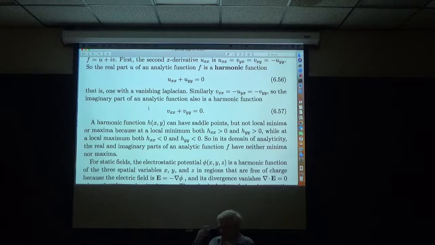And because they're harmonic, the real part of an analytic function cannot have a minimum or a maximum, because when you're at a minimum, uxx and uyy are both positive, so this sum would be positive, not 0. At a minimum, uxx has to be positive, and uyy has to be positive, so this would be positive. At a maximum, uxx is negative, uyy is negative, so the sum would be negative. And the fact that the real part is harmonic means the real part of an analytic function cannot have a minimum or a maximum in the region of analyticity. The same thing is true for the imaginary part of an analytic function.